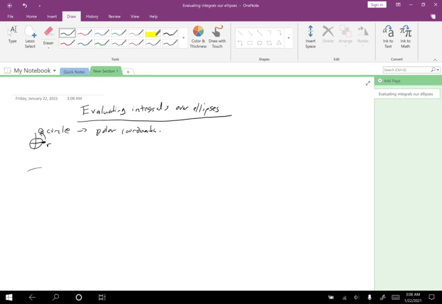But if you have an ellipse, polar coordinates don't work very well. They actually make the problem harder. So it would be a bad coordinate choice. But there's a very elegant way to get around this, and it's just by rescaling.